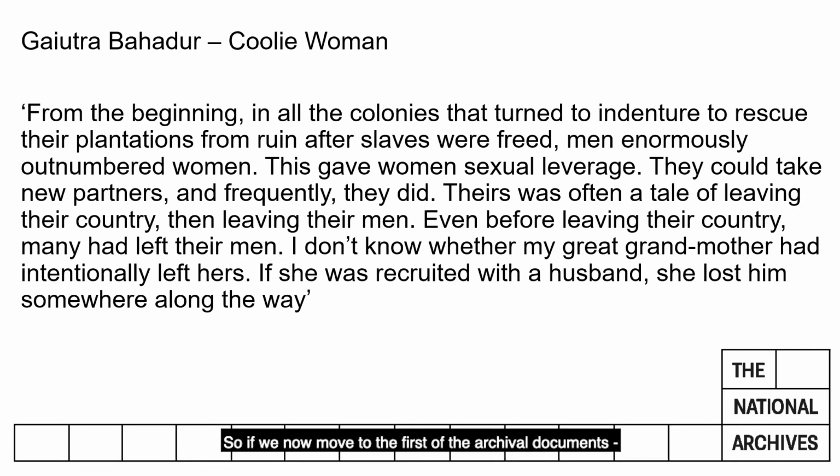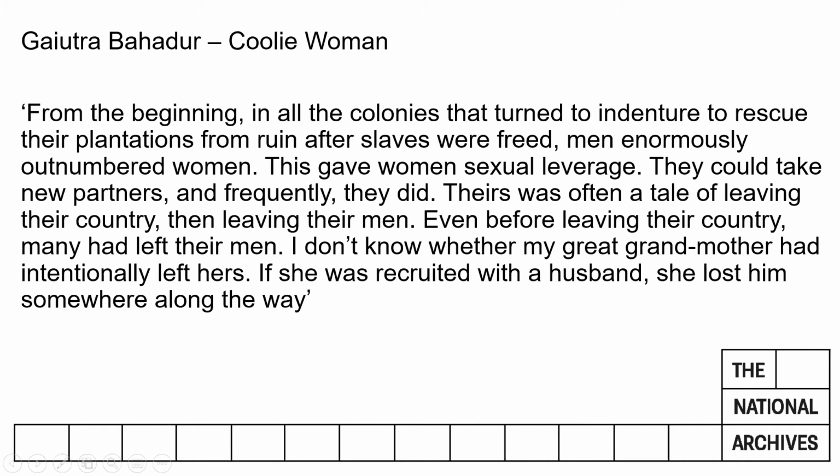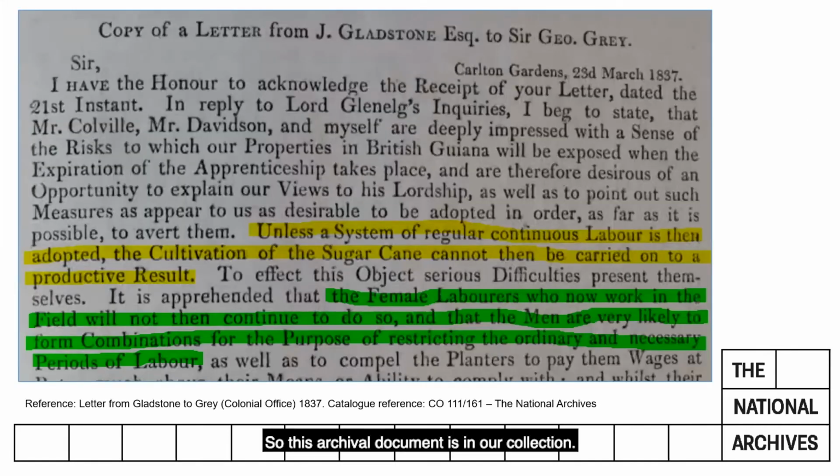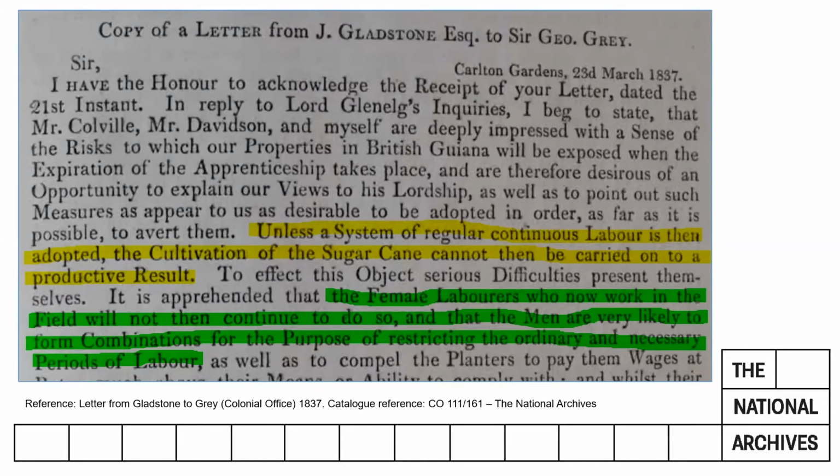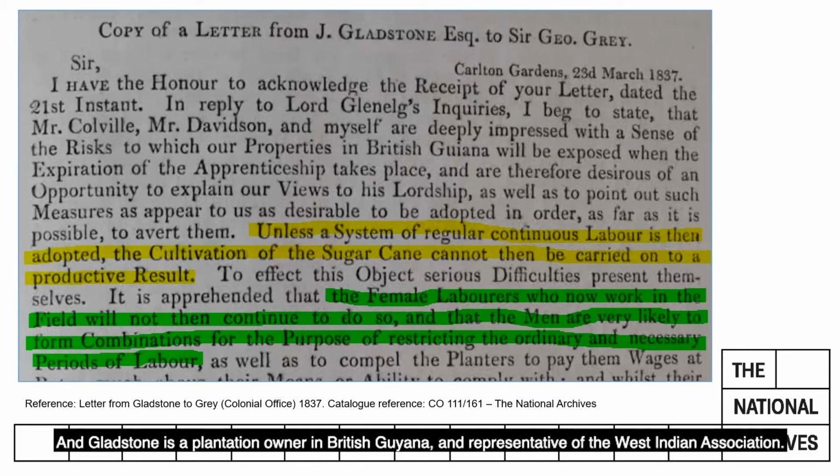So if we now move to the first of the archival documents. This archival document is in our collection. This is a letter from Gladstone, a plantation owner. It's John Gladstone, father of William Gladstone, the future Prime Minister of Britain. And Gladstone's a plantation owner in British Guiana and representative of the West Indian Association.